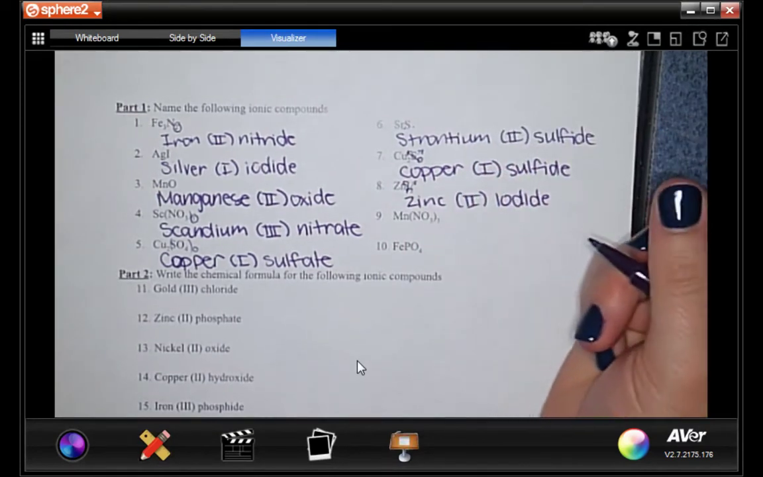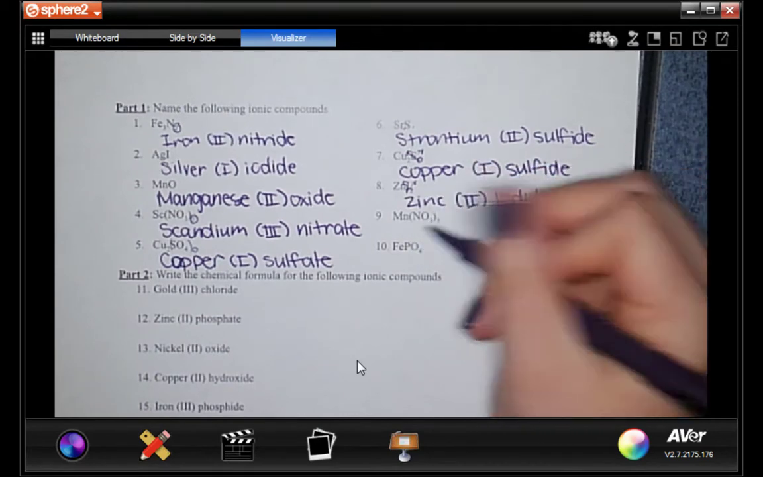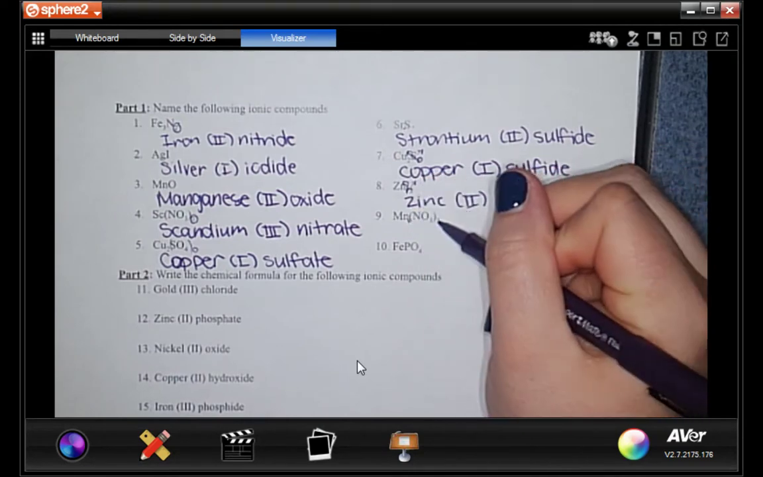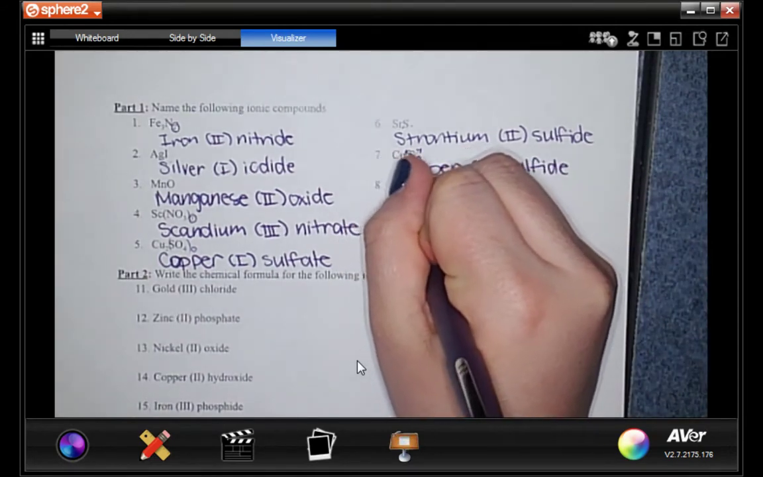And then number 9, we've got nitrate and manganese. Well, nitrate we know is a -1. We can't see that subscript there. So we can go ahead and just reverse. So this is going to be manganese 3 nitrate.